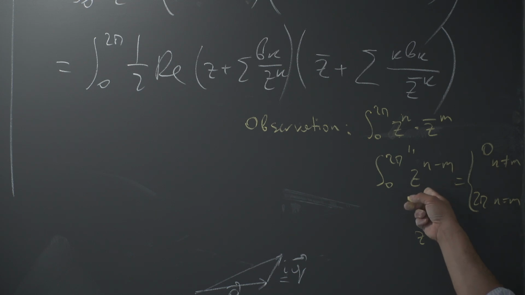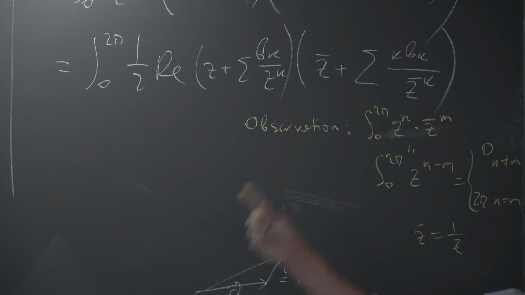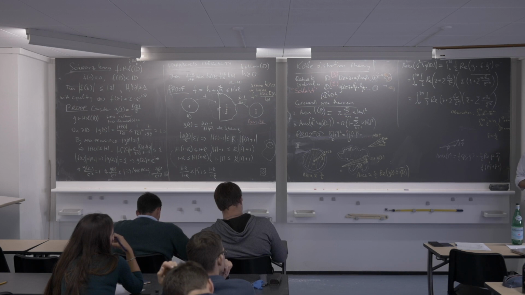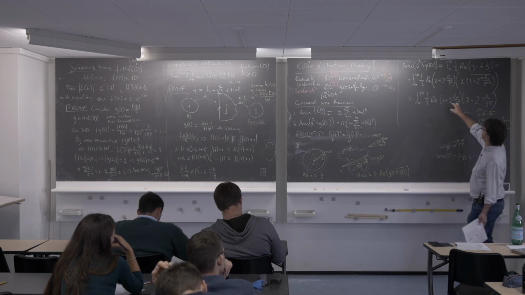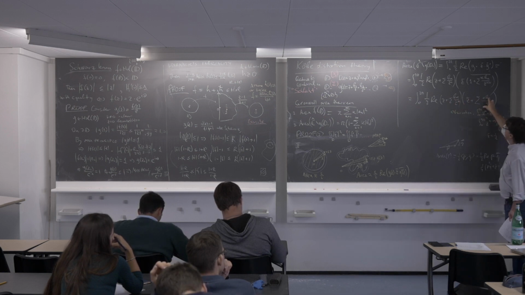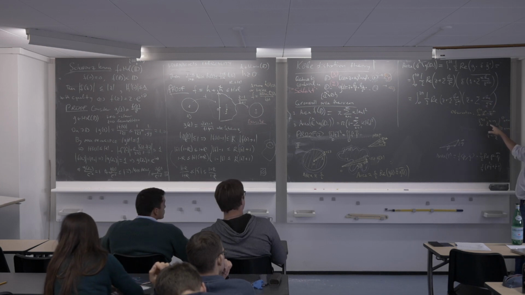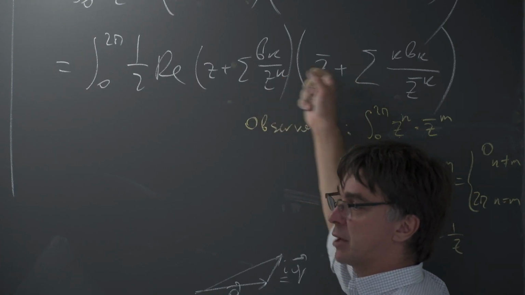Because if n is equal to m, you integrate the constant 1. If n is not equal to m, you integrate z to some power, which will oscillate. It's like sine, cosine, it's plus, minus, it will cancel out. So when I take one term from here and one term from here, the integral will cancel out unless I take the same term with the same number k.